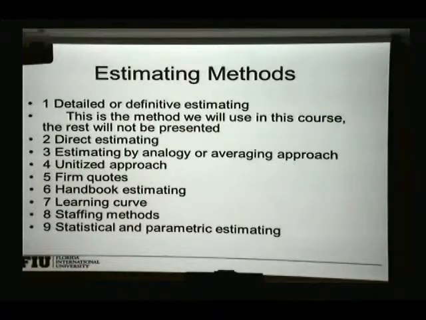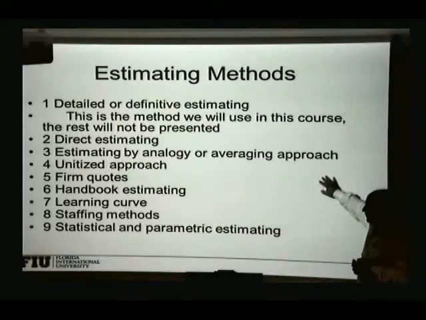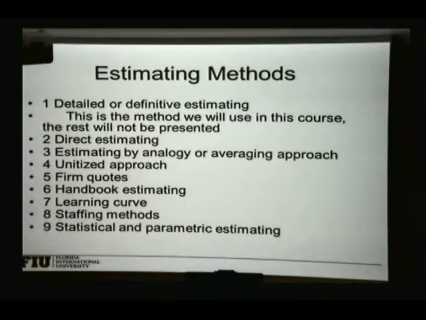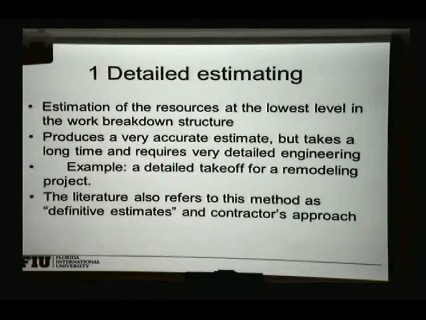Now we can talk a little bit about the different types of estimating methods that there are. You have detailed or definite estimating. That's the method that we will use in this course. It's basically you do a takeoff of the elements that you have and then figure out the cost. Direct estimating, estimating by analogy, unitized approach, firm quotes, handbook estimating, learning curve, staffing methods, statistical and parametric estimating. Those are all the different estimating methods that we have.